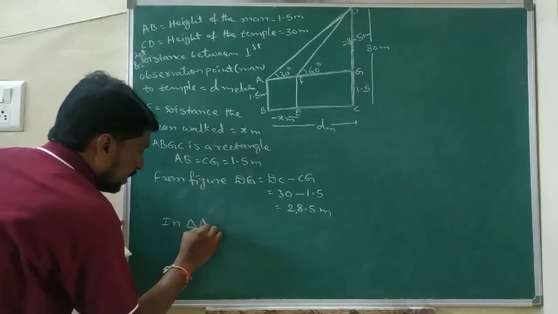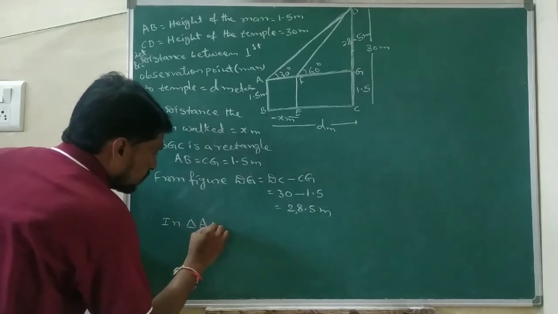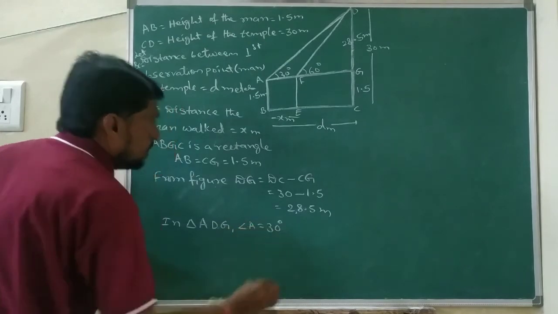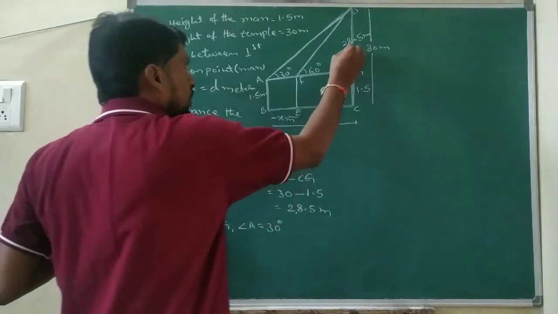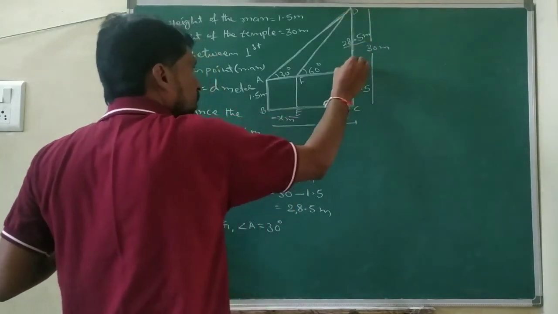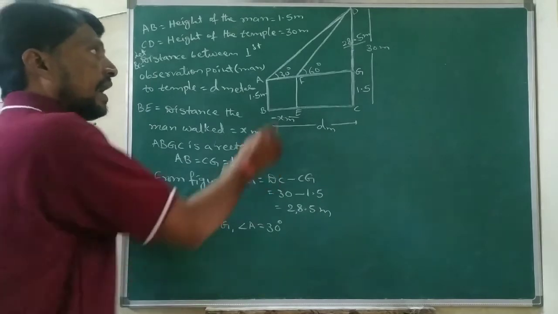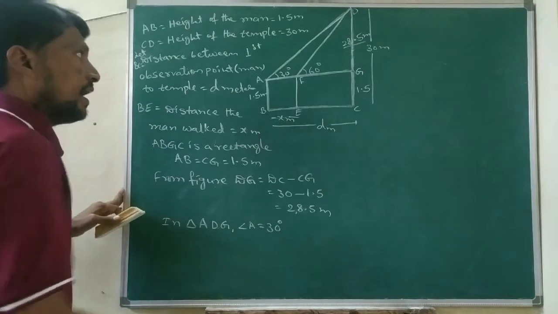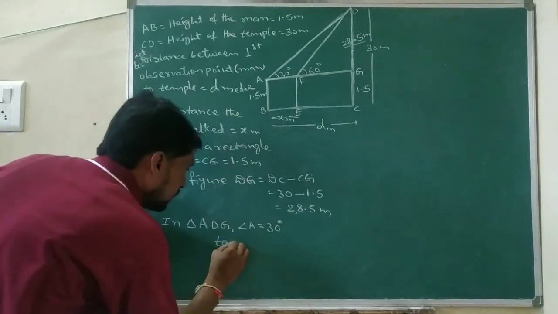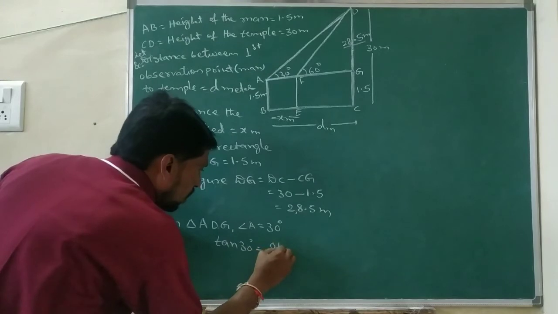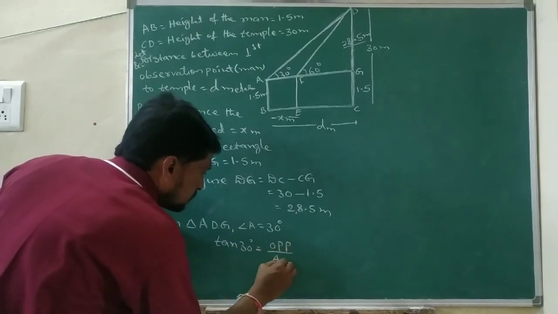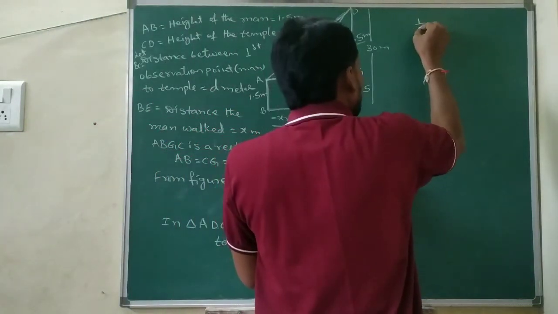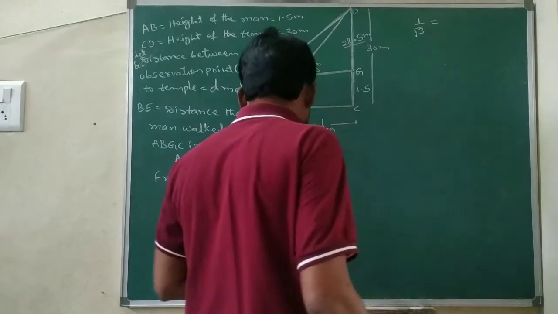In triangle ADG, angle A equals 30 degrees. Angle A equals 30 degrees means this 28.5 is the side opposite to angle 30, and AG is the side adjacent to angle 30. So tan 30 degrees equals opposite by adjacent. The tan 30 value we know, that is 1 by root 3, equals opposite.